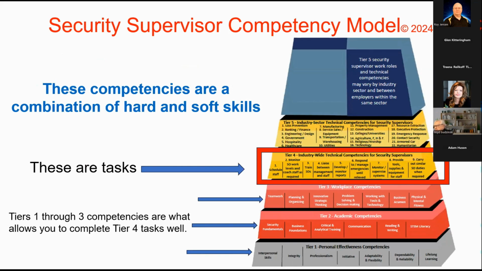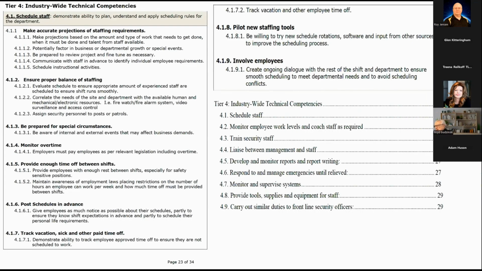So here's another example. Here is the table of contents, which is actually on the right-hand side at the bottom half of the page. But I wanted to show you scheduling. It's easy to say scheduling: demonstrate ability to plan, understand, and apply scheduling rules for the department. But what does that actually mean? Well, there are actually 9 things that a scheduler has to do.